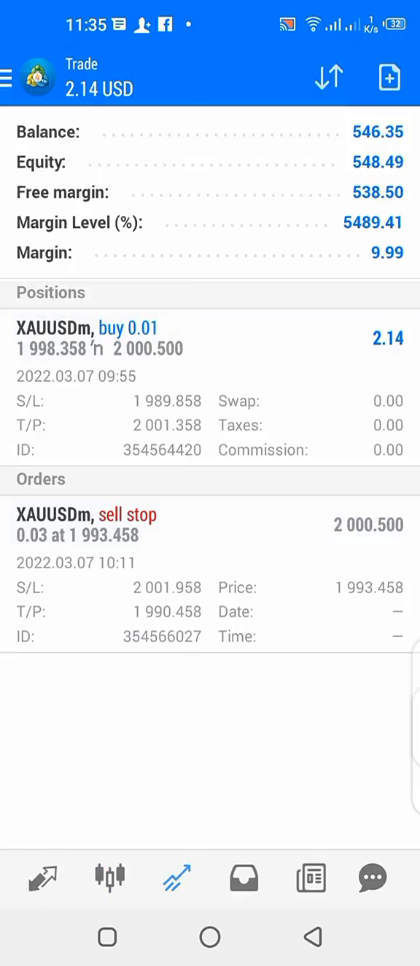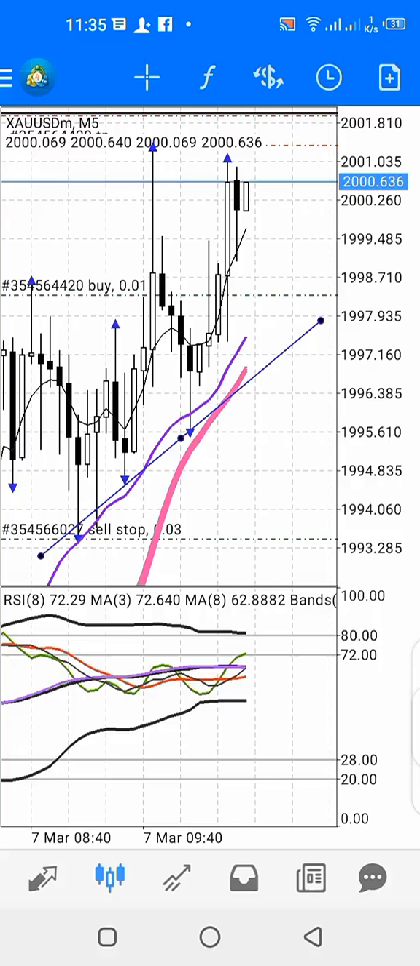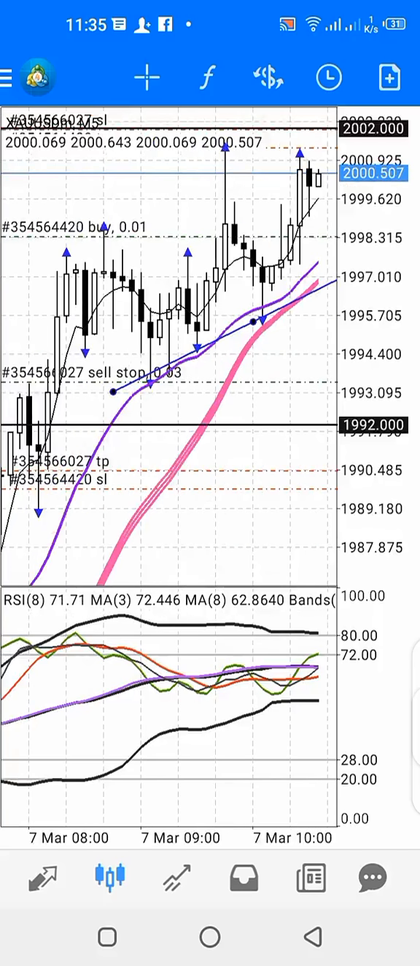You can see price is trying to achieve the 30 pips. Price is trying to get to the 30 pips level, which is 2001.358. Okay, I have an inside bar, and we have it trying to break out upwards. Looking at the 5 minutes time frame.